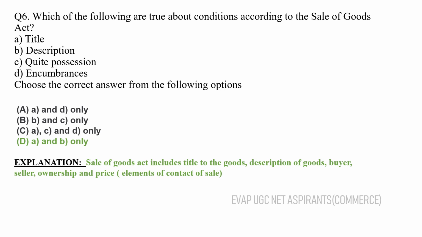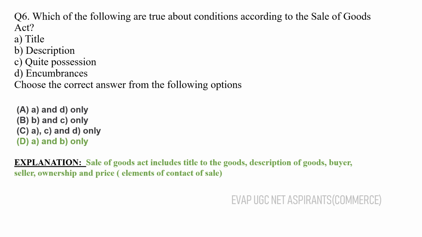So the next one is which of the following are true about conditions according to the Sale of Goods Act. Here they have given various aspects and we have to select which one is the correct one for Sale of Goods Act. So title, description, quiet possession, encumbrances. So the options are A and E only, B and C only, A, C and D only, and A and B only. So the correct answer is A and B only. That is title and description are only the conditions which are applicable in Sale of Goods Act.